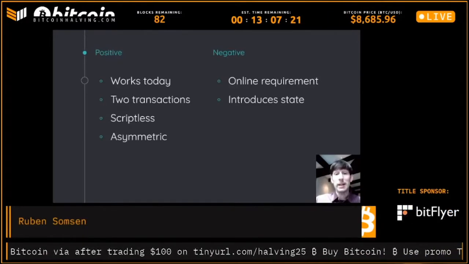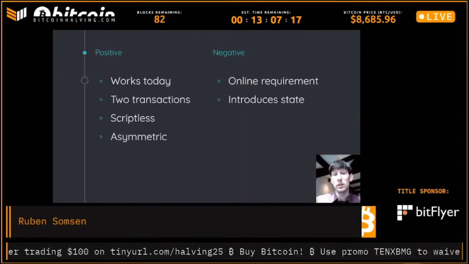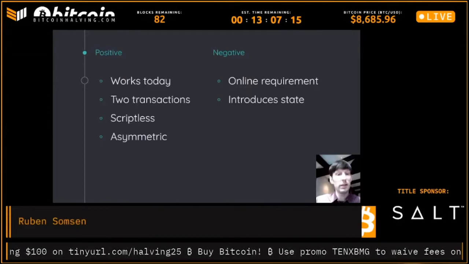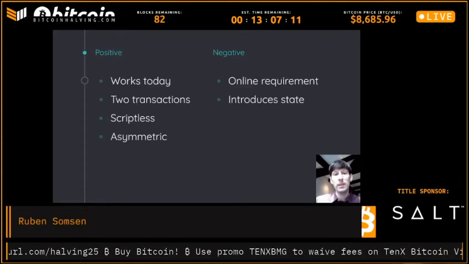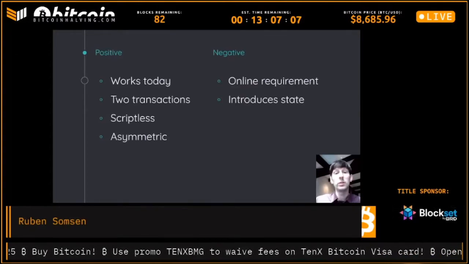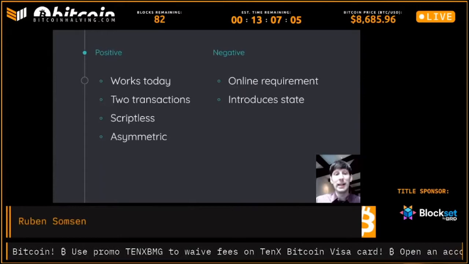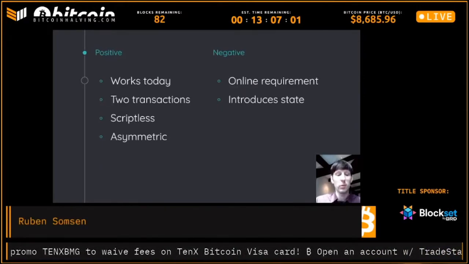And it's asymmetric, meaning that one of the chains only has 1 transaction going on-chain at any time, even if the protocol fails. And that's nice because if one of the 2 chains is more expensive to use, let's say you go from Litecoin to Bitcoin, then you want to have Bitcoin be the place where only 1 transaction takes place, and that's more efficient.